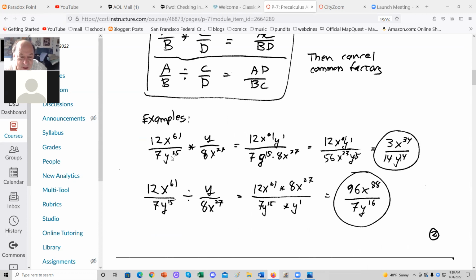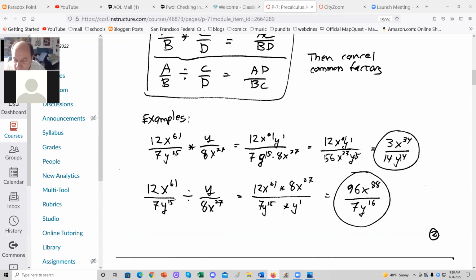So for example, oh, this is a mess. 12x to the 61 over 7y to the 15 times y over 8x to the 27th. Oh my goodness. Well, you just merge them vertically and then horizontally. So the tops are 12x to the 61 times y to the first, over 7y to the 15th times 8x to the 27. All right, and 7 times 8 is 56 in the denominator. 12x to the 61 y over 56 y to the 15th x to the 27th.